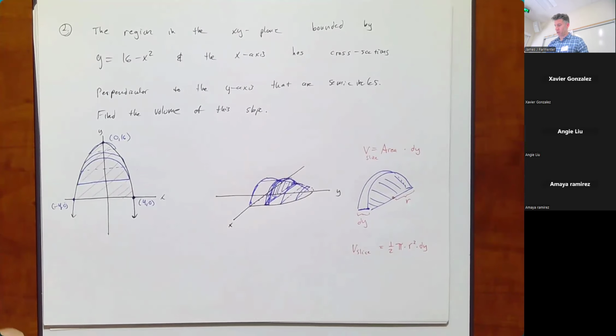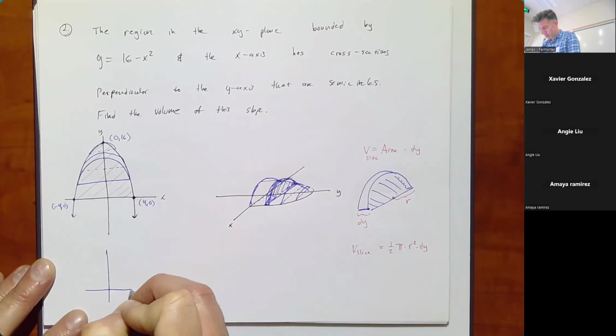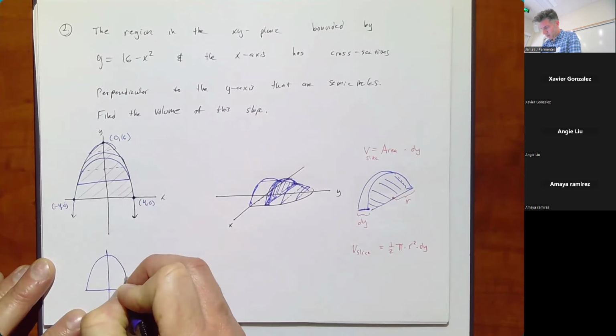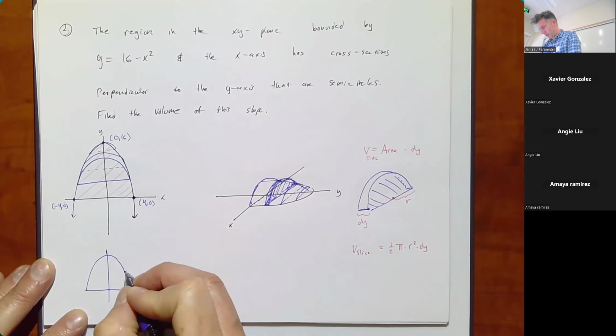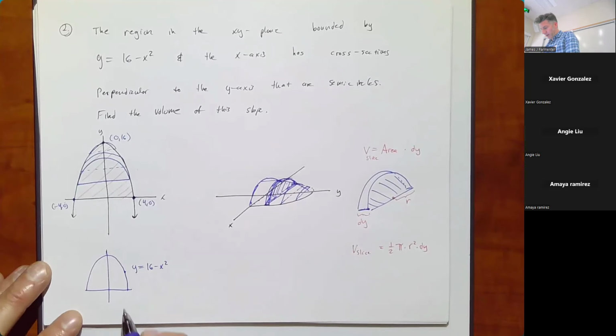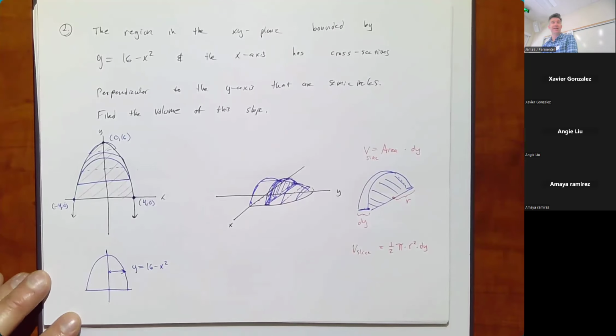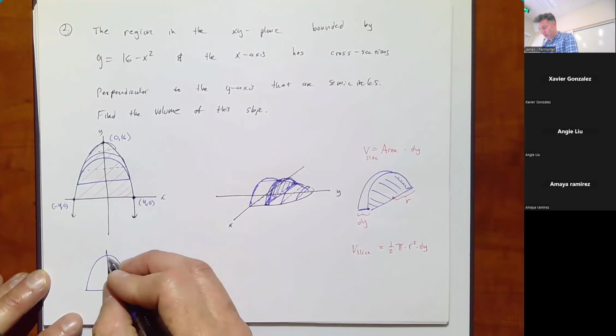Okay, let's go back over to the function here. So we know that our parabola is y equal to 16 minus x squared. And I would love to find that distance there because that distance is my radius. It's how far I am over from the y-axis.